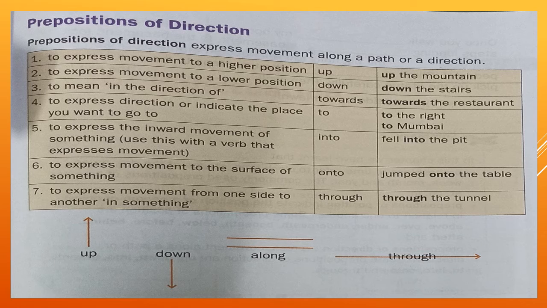Now through, where we'll use through. Okay, so through is the seventh one, to express movement from one side to another in something. Here we have shown the directions also, so you can check that also. Like what do you mean by through? Like through the tunnel, so they are going through the tunnel, right? So through is the preposition used over here.